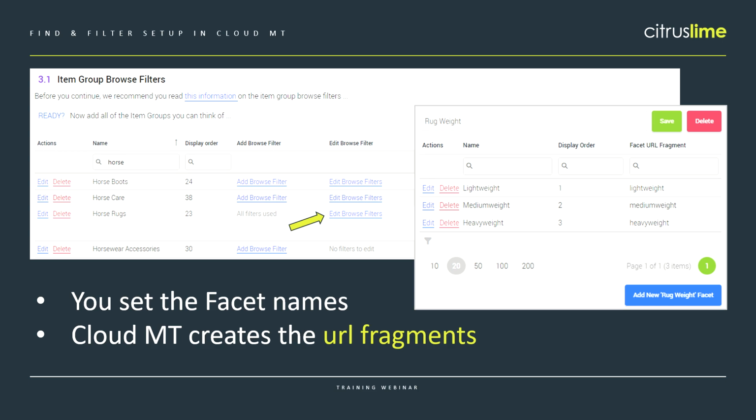You can also create your own browse filters on this page where you think they are needed. On the screen, we can see an example from the default equestrian find and filter setup. Within the item group horse rugs, there are browse filters for the rug weight, either lightweight, medium weight, or heavyweight.